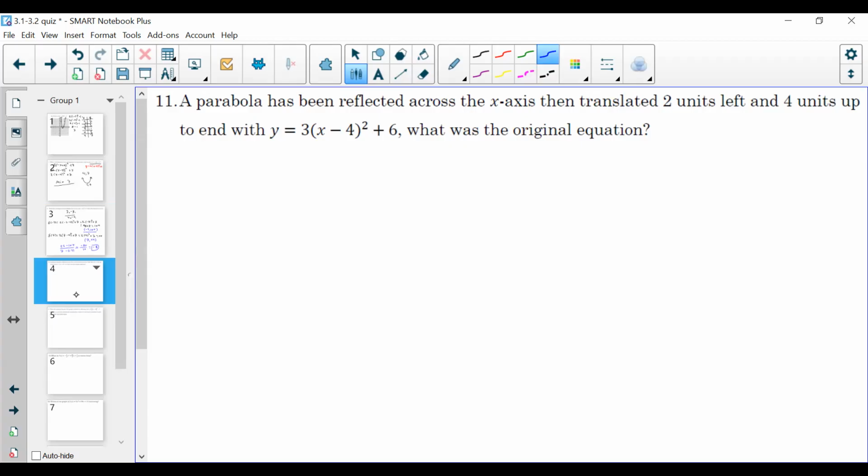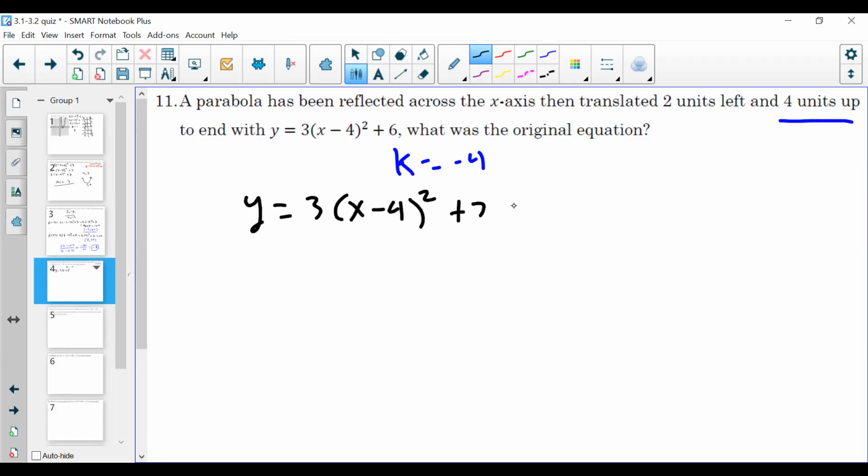To figure out the original quadratic, I'm going to undo each of these transformations on this y. The last thing I did was move 4 units up. So instead of going 4 units up, I'm now going to go 4 units down. That means k is -4. So y is going to be 3 times x minus 4 squared plus 2. Right, my k value is -4, so it's 6 minus 4, which gives you a +2.